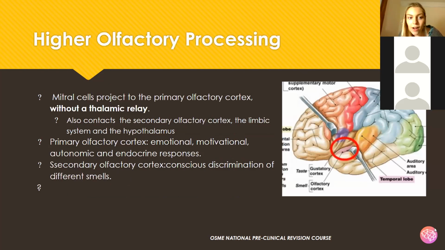Cool, okay, and then higher processing. Like I said, mitral cells project to the primary olfactory cortex without a thalamic relay, and they also contact the secondary olfactory cortex, limbic system, and the hypothalamus. So the primary olfactory cortex is used for the emotional, motivational, autonomic, and endocrine responses. The secondary olfactory cortex is used for the conscious discrimination of different smells.